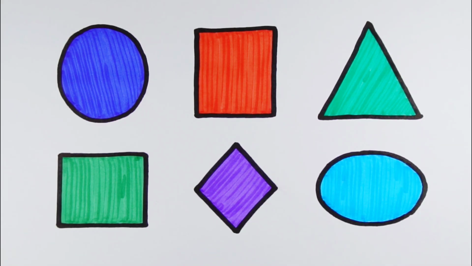Pop goes the weasel. Circle, square, triangle, rectangle, rhombus, oval.